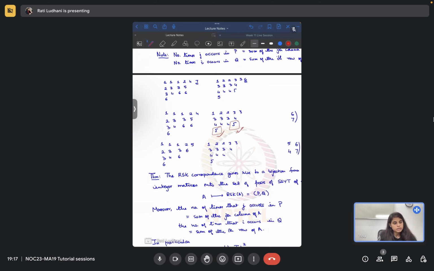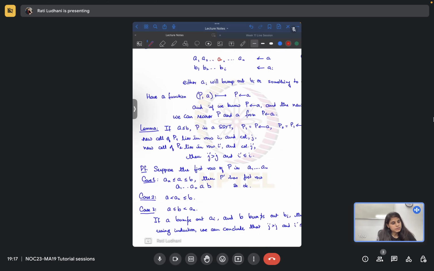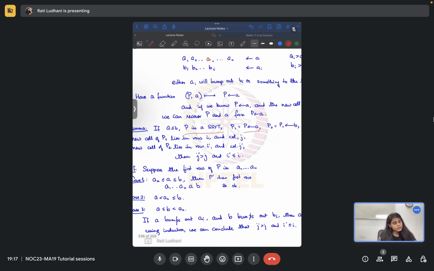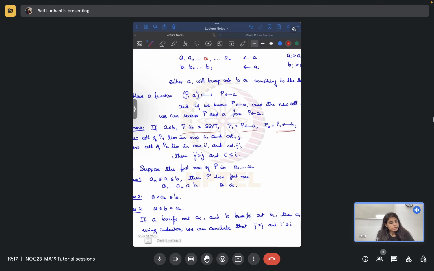There is a theorem for that. If A is less than or equal to B and P is your SSYT, semi standard Young tableau, and P has been inserted with A, and P2 is P1 inserted by B, then the new cell of P1 lies in row I and column J. So then J dash is greater than J, and I dash is less than or equal to I. You have some Young tableau, anything.